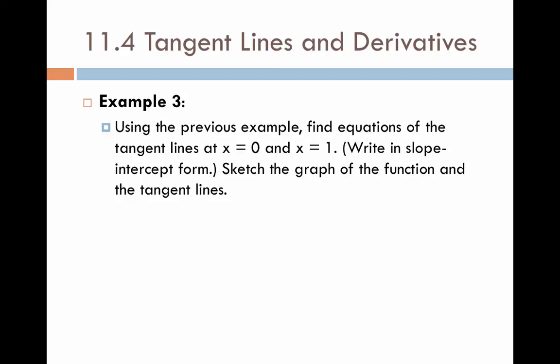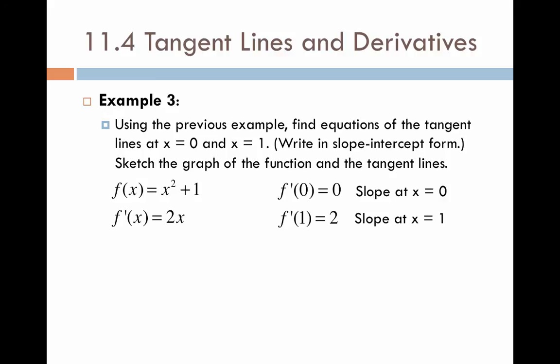Example 3. Using the previous example, find equations of the tangent lines at x equals 0 and x equals 1. Write in slope-intercept form, and then sketch the graph of the function and the tangent lines. Okay, so from the previous example, this is the information we had gotten. We had the original function, f of x equals x squared plus 1. The derivative, f prime of x equals 2x. The slope at x equals 0 was 0, and the slope at x equals 1 was 2.